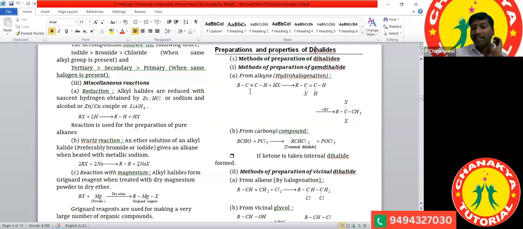Unsymmetrical alkenes and unsymmetrical alkynes are treated with hydrogen halide. This reaction we already saw in the preparation of haloalkanes, and I told the mechanism clearly. I don't know how many members remembered. What is the Markovnikov rule? No one is responding. Kathy, Aditi, Ritu.